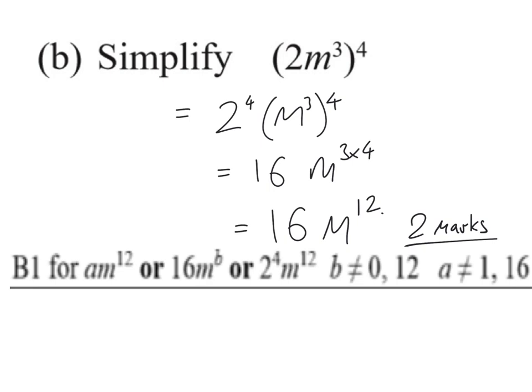However, there is a way of getting 1 mark, and the most common way to see it happen is to not raise 2 to the power 4, but just leave it as 2. That scores 1 mark precisely.